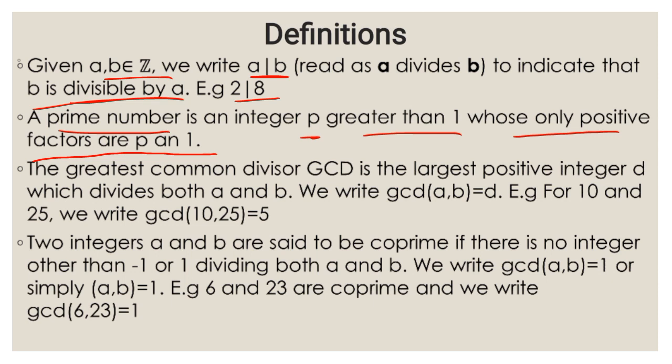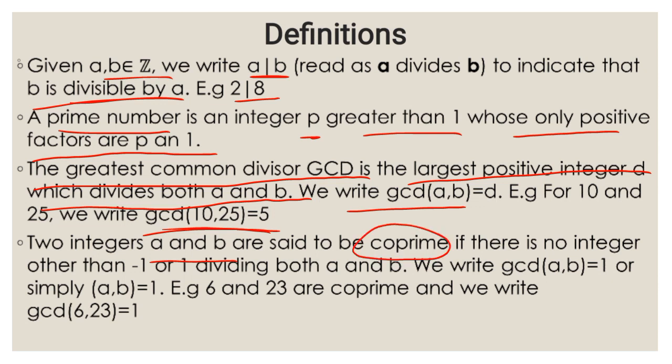Now the greatest common divisor, GCD, is the largest positive integer d which divides both a and b. So we write the GCD of a comma b is equal to d. For example, if you have 10 and 25, what do you think is the greatest common divisor of both of them? Definitely 5. So that's an example.